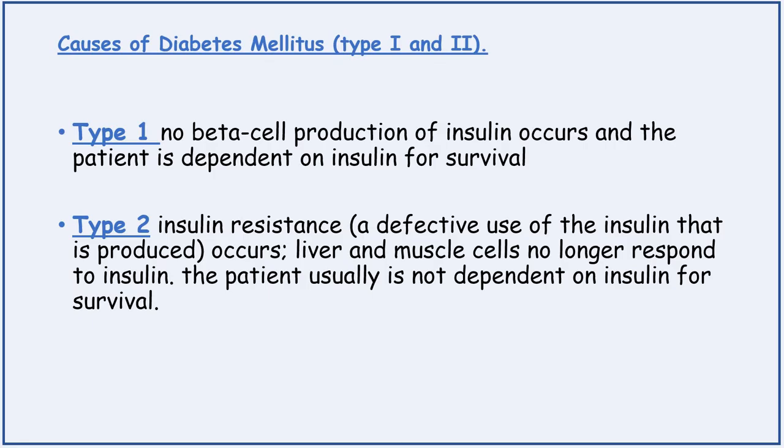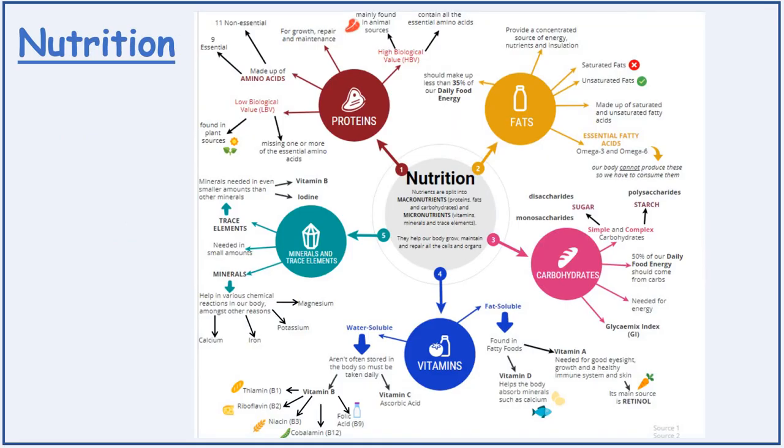Type 2 is insulin resistance, so a defective use of the insulin that is produced occurs. So the liver and muscle cells are no longer responsive to the insulin, and the patient is usually not dependent on insulin for survival. The treatment is usually first diet, monitoring and controlling your diet, and exercise.